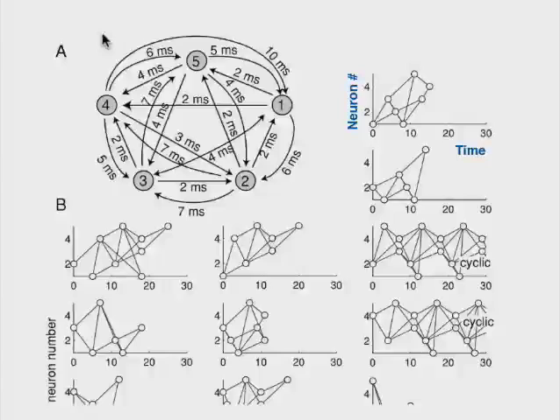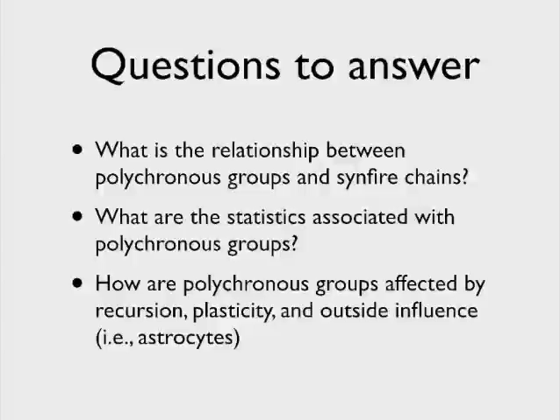Okay, it's crazy. So the kind of question some people have tried to answer: first of all, what I'd like to know is, if you take a simulation in which you've got synfire chains, and now you change constant delays to non-constant delays, it should somehow transform to polychronous chains. How does that transformation occur? I find that interesting. What are the statistics associated with polychronous groups? How many are there as a function of different parameters? And then how are polychronous groups affected by recursion, which greatly complicates things?